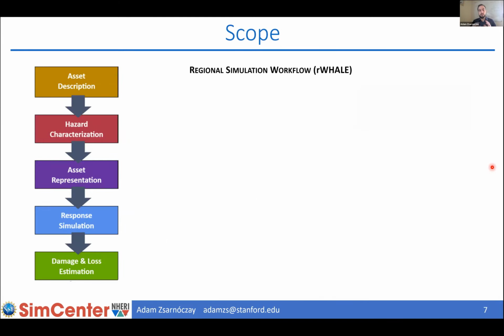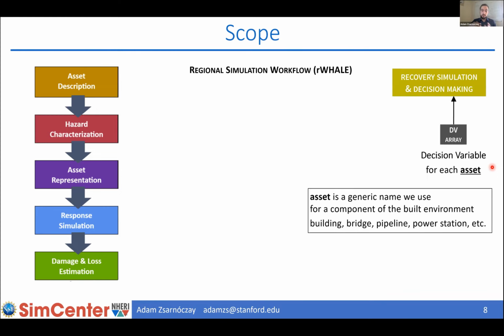Now, how does this fit into our regional simulation workflow that we call RWHALE and we have mentioned that a couple of times previously. Let me start from the end result, and we will work our way back and show you where PELICUN is in this workflow. So starting from the end, what we want is to have decision variables available at a regional scale. These decision variables are something like the expected repair cost or repair time or the injuries in buildings.